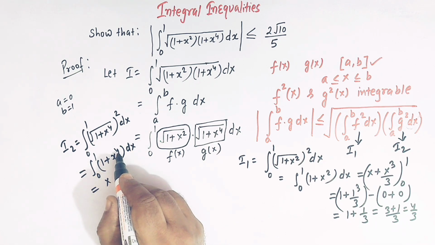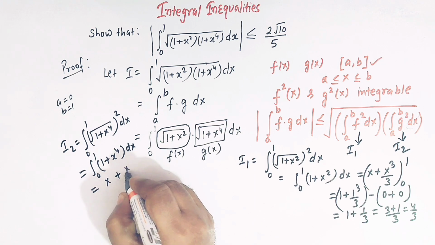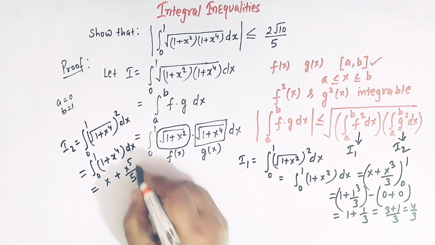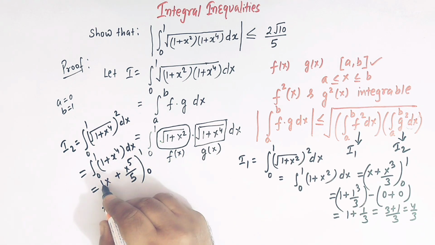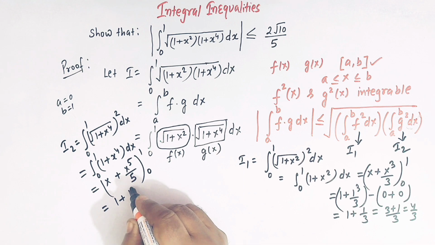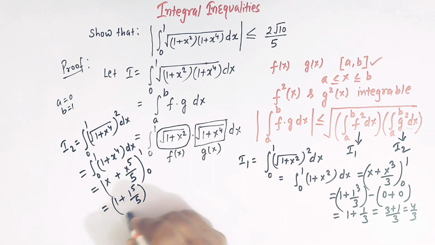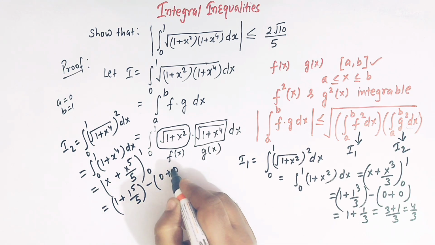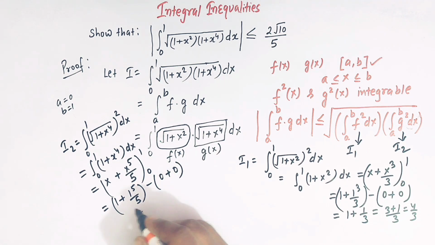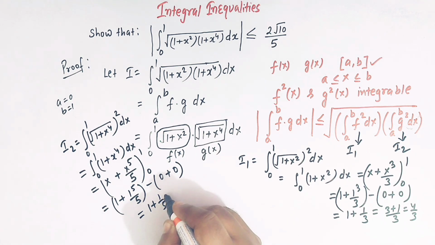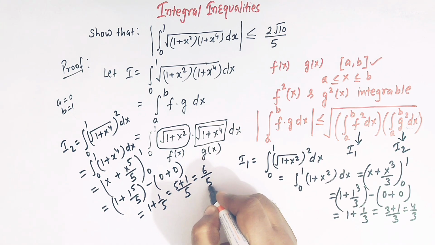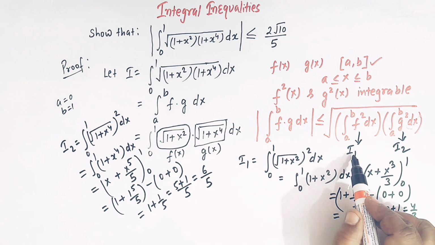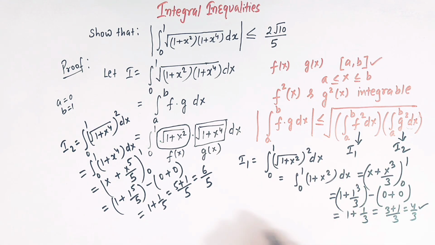The integral of 1 plus x raised to 4 is x plus x raised to 5 over 5, and limits are from 0 to 1. Now we can substitute the limits. So we have 1 plus 1 raised to 5 over 5 minus 0 plus 0. So this is 1 plus 1 over 5, that is 5 plus 1 over 5, that is 6 over 5. So the value of I1 is 4 over 3 and I2 is 6 over 5.